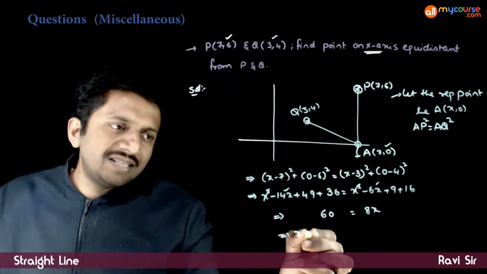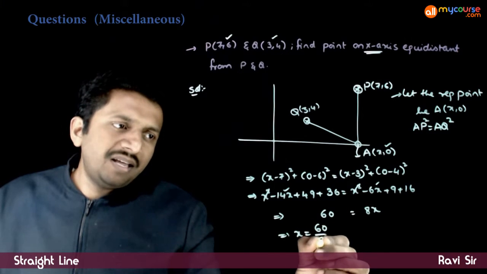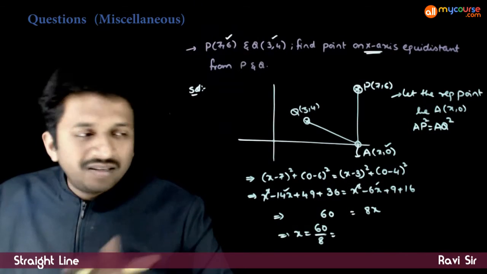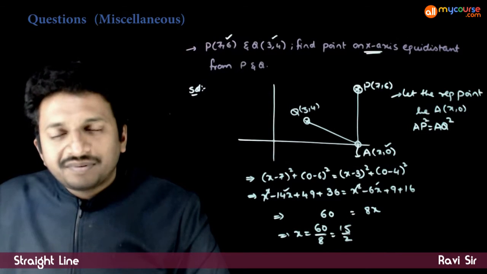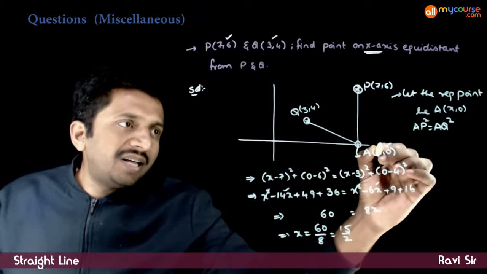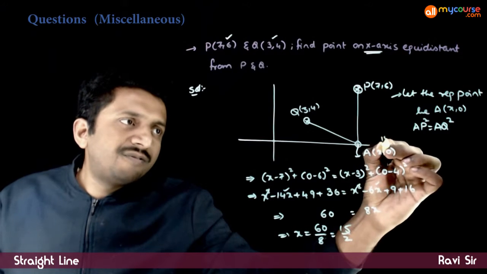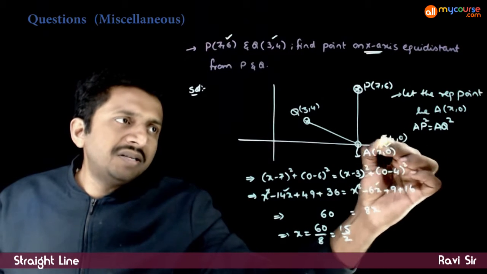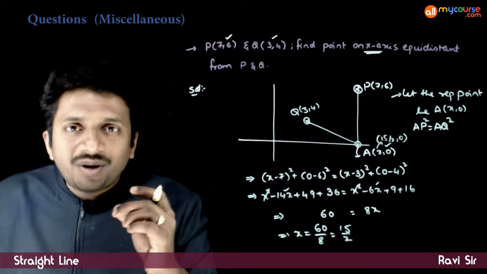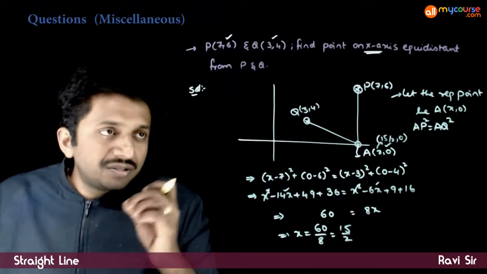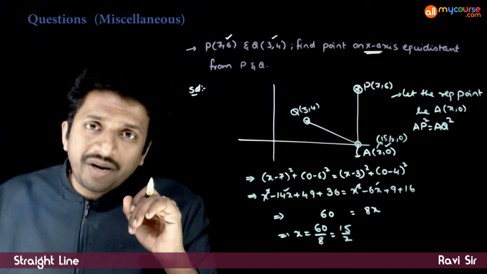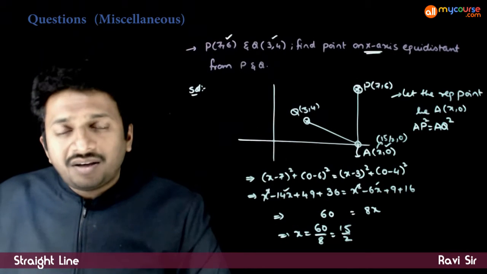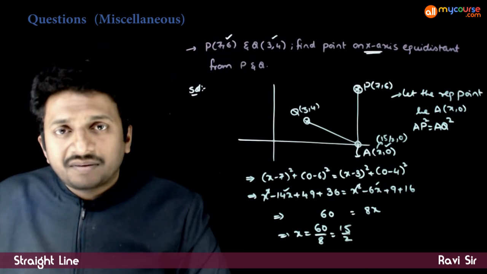This implies x is nothing but 60 by 8, which is 15 by 2. So the required point is (15/2, 0), that is (7.5, 0). So that is the point which is equidistant from P and Q, which lies on the x-axis. Thank you.